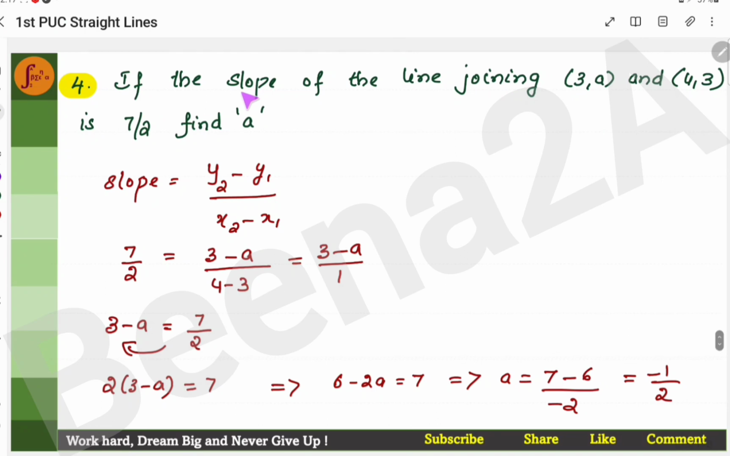Next one. If the slope of the line joining, again 2 points are there, the slope is given. You have to find a. A is there in this coordinate, the y coordinate. Since slope is given, directly substitute the slope. Slope is 7 by 2. Then substitute the coordinates. Once you simplify, you can find out the value of a.